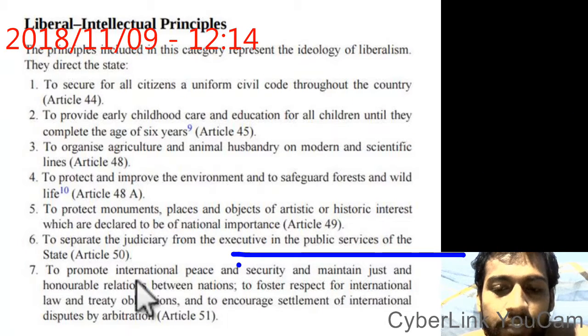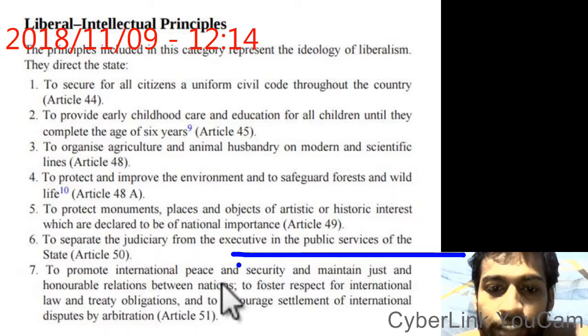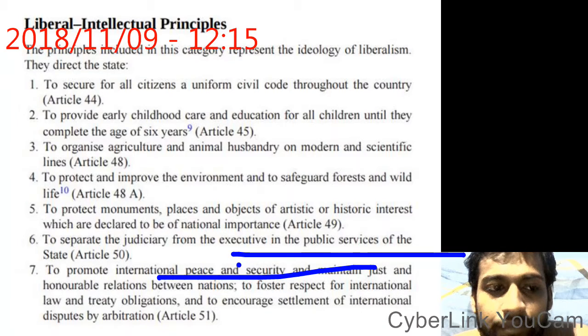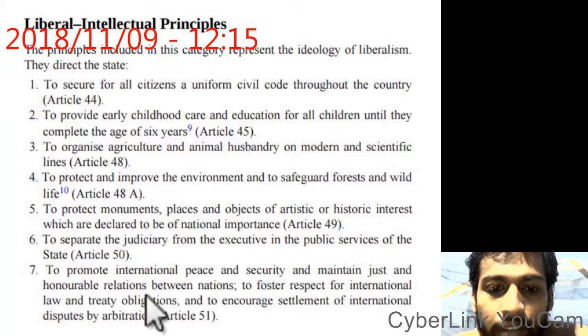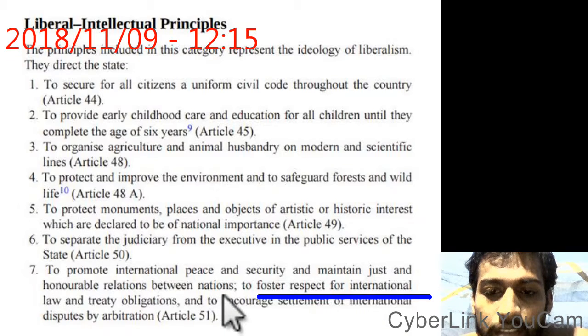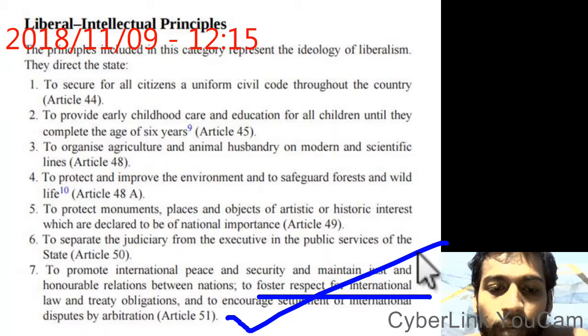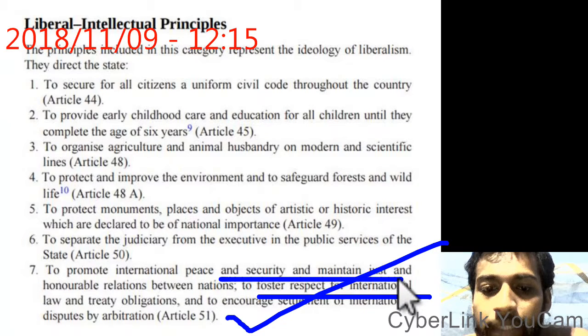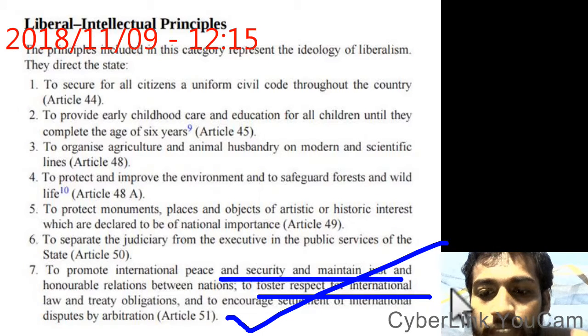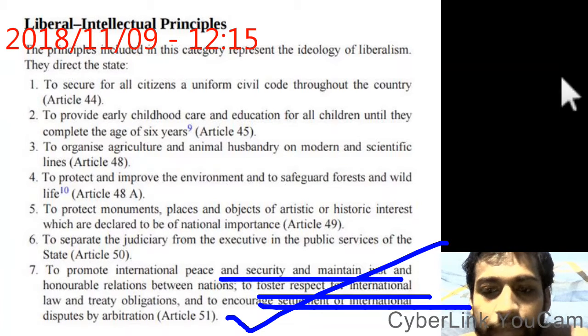And to promote international peace and security, and maintain just and honorable relations between nations, to foster respect for international law and treaty obligations, and to encourage settlement of international disputes by arbitration. Article 51.